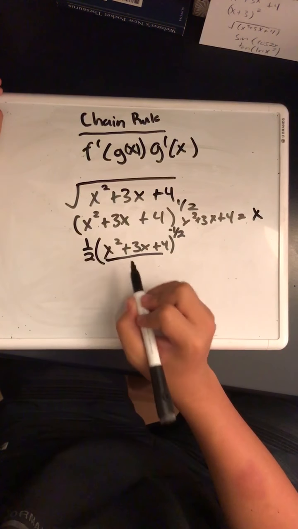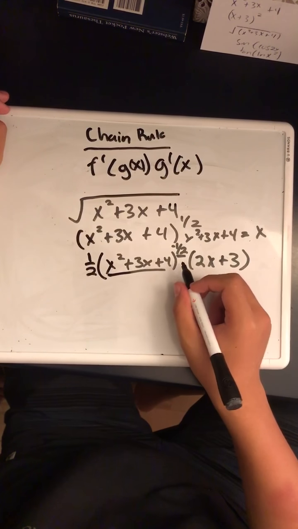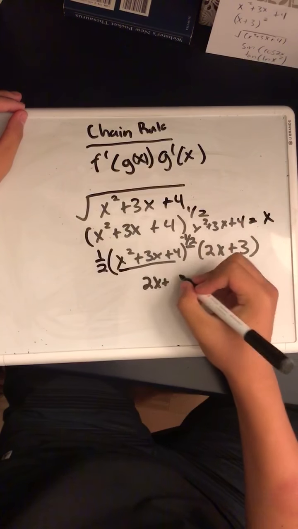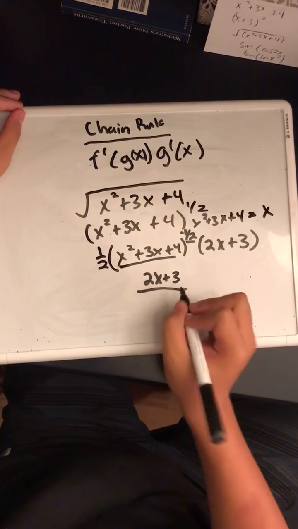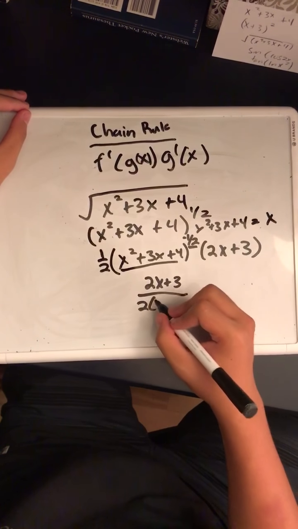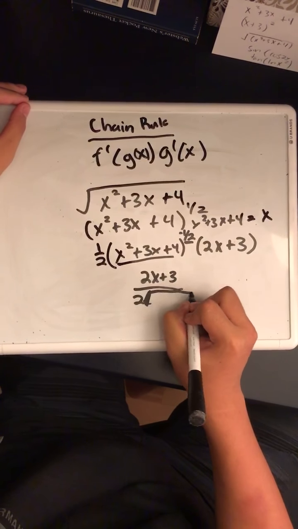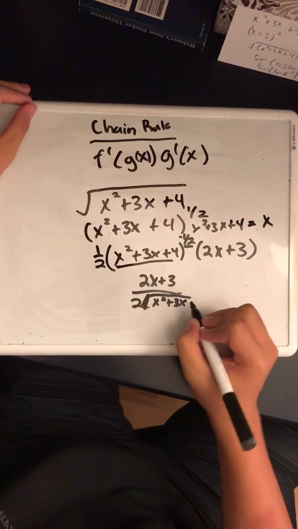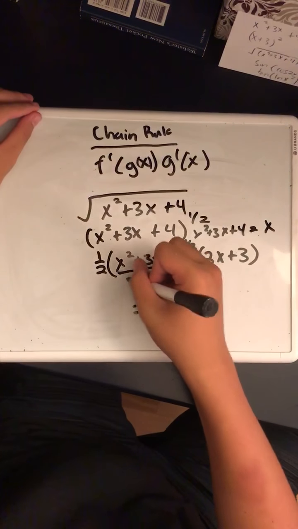2x plus 3. Now we have to simplify this. Remember, we cannot have this negative exponent right here. So to eliminate this negative exponent, we would bring this exponent down to the denominator like this. So the final answer would be 2x plus 3 all over 2 times the square root of x squared plus 3x plus 4. That'd be your final answer.